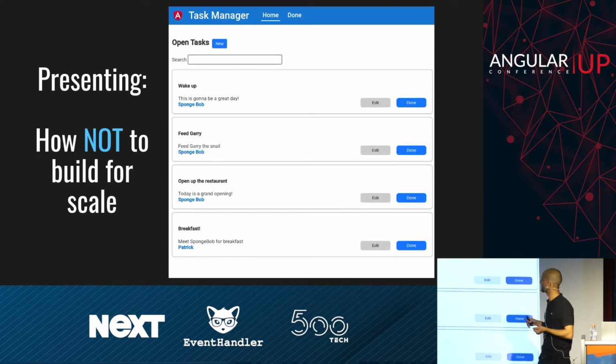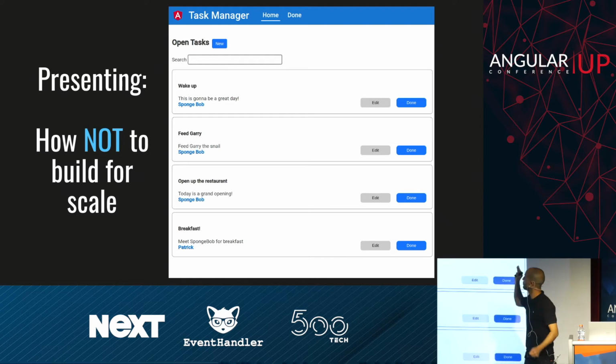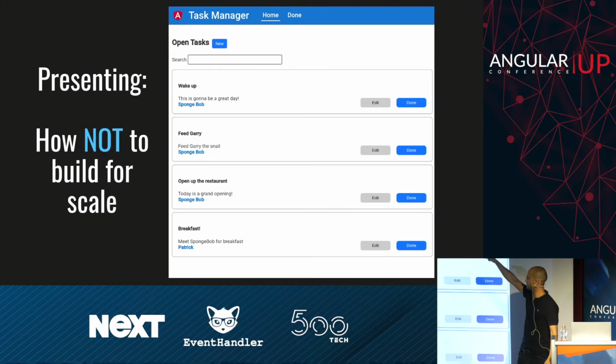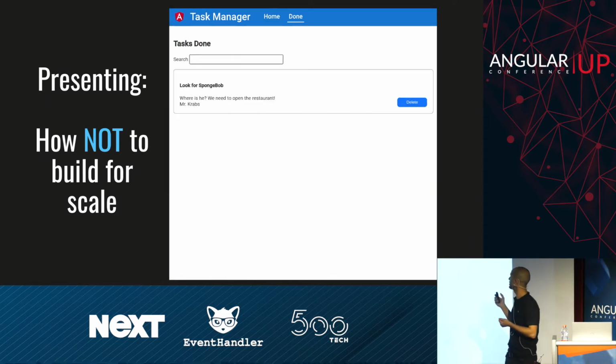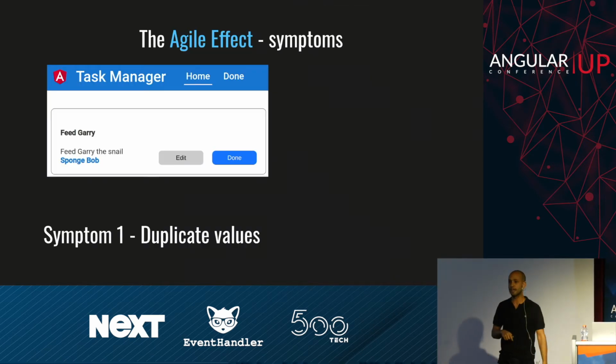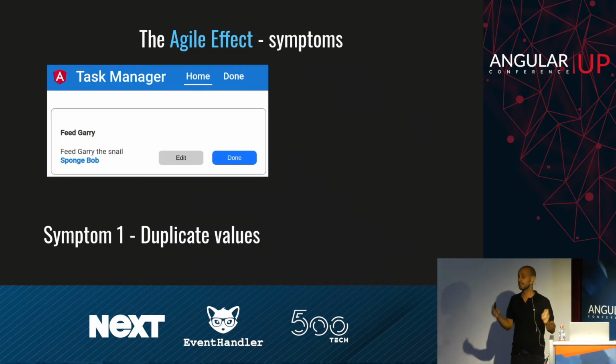That's a small application with 2 pages. We have the application bar, and below that the header with the search component and the list of tasks. And if we press the Done button, we mark the task as completed, and then it will appear on the Done page, which looks kind of the same. And we have a couple of issues in this application. I call it the Agile Symptoms.